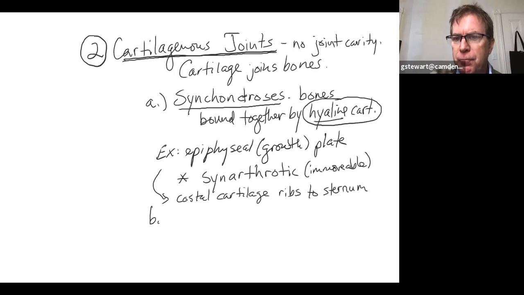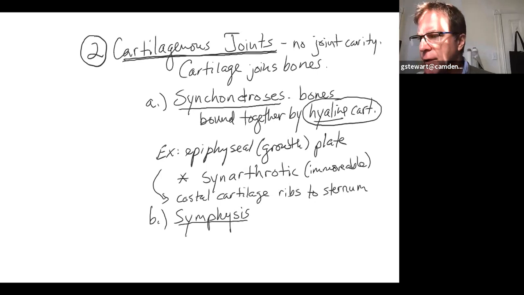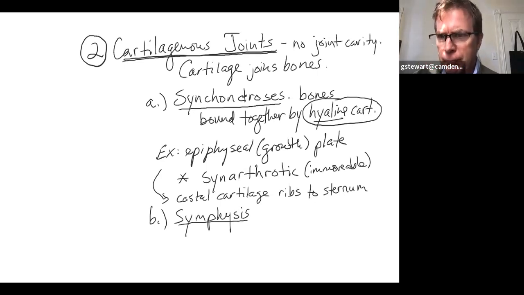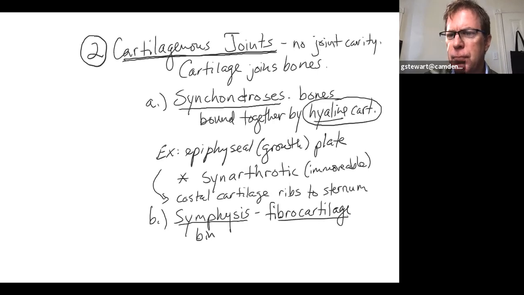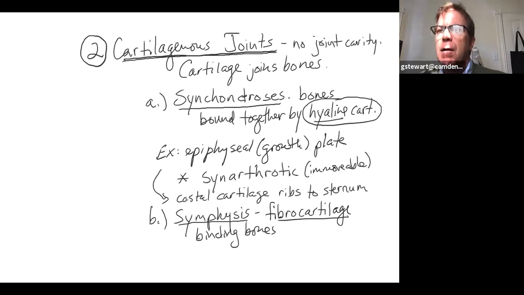Second type is a symphysis. And we addressed that word a little bit with pubic symphysis in the last chapter. This is fibrocartilage, binding the bones together, not hyaline cartilage. So it's still a cartilaginous joint. There's no joint cavity. And the type of cartilage joining the two bones is fibrocartilage.